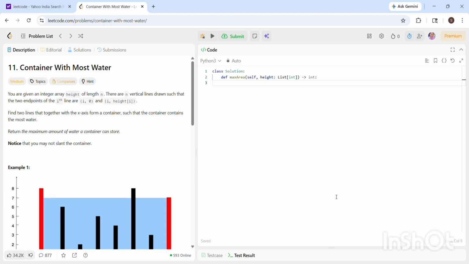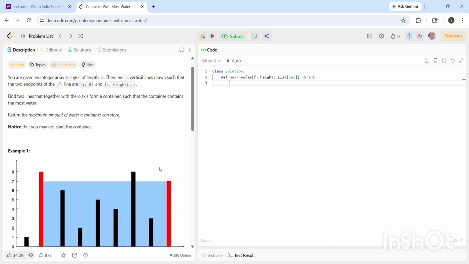Today is day 10, and we need to solve a different type of problem. Over the past 9 days we solved industry-based problems. So today we solve a logical thinking and creative one. The question is: given two lines together with the x-axis forming a container, which may store the most water? We need to find the maximum amount of water present in that.